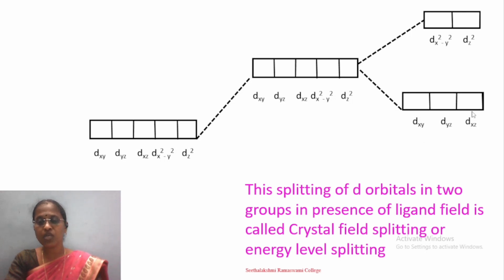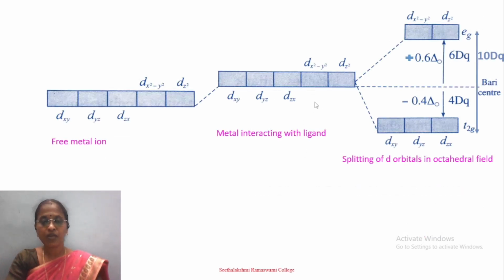to the T2g orbitals. So the splitting of the d orbitals into two groups, Eg and T2g, in the presence of a ligand field is called crystal field splitting or energy level splitting. This is the degenerate d orbitals of the free metal ion. The d orbitals are still degenerate, but higher in energy. This is the crystal field splitting of d orbitals into two sets, one is Eg and another one is T2g.